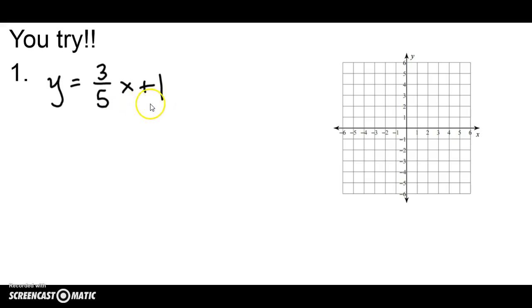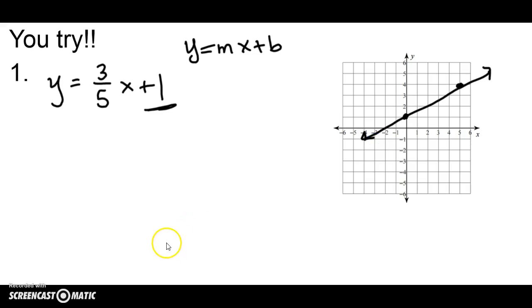Alright, so first what we're going to do is rewrite y equals mx plus b. We know that b is our y-intercept, so that makes 1 my y-intercept. So I'm going to go to 1 and plot that point. My slope is 3 over 5. So I'm going to go up 3, 1, 2, 3, and over 5, 1, 2, 3, 4, 5. Plot a point. I'm going to go ahead and connect those two dots. And there's my line.